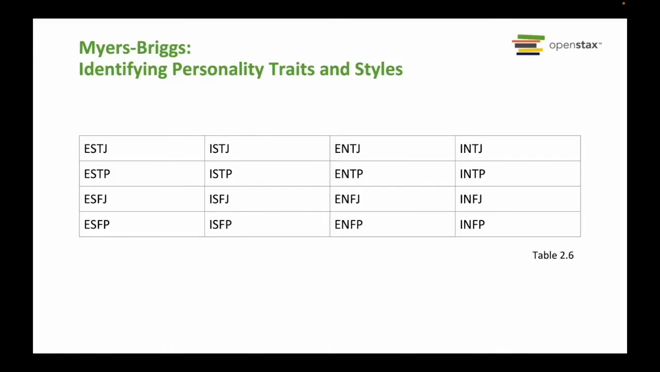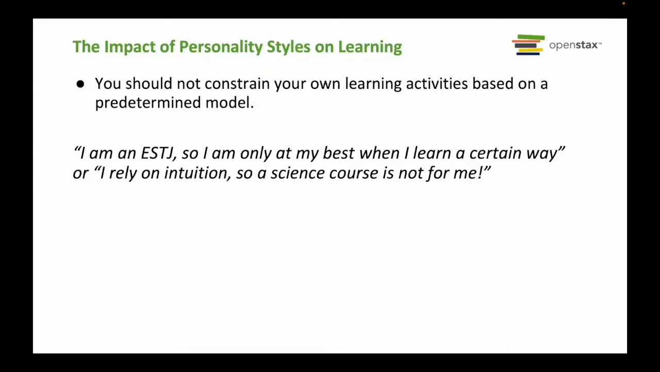So here are all 16 of the Myers-Briggs personalities that you may get a score for. And you can Google this. You can even find celebrities that share similar Myers-Briggs scores as you do. I think it's a fun activity. It can be eye-opening, and you may even discover what you may be interested in as a career or a job down the road. The impact of personality styles on learning.